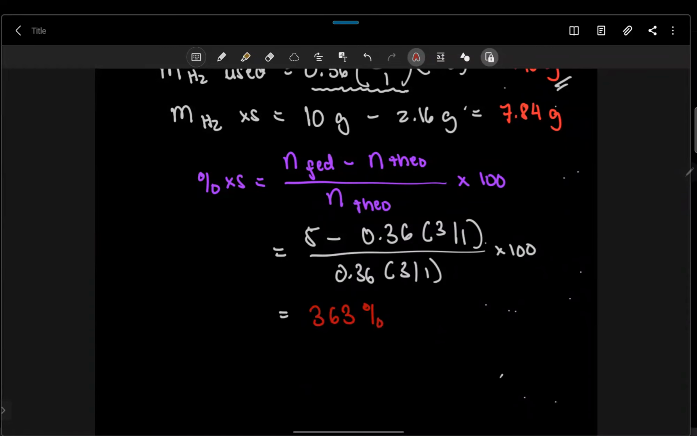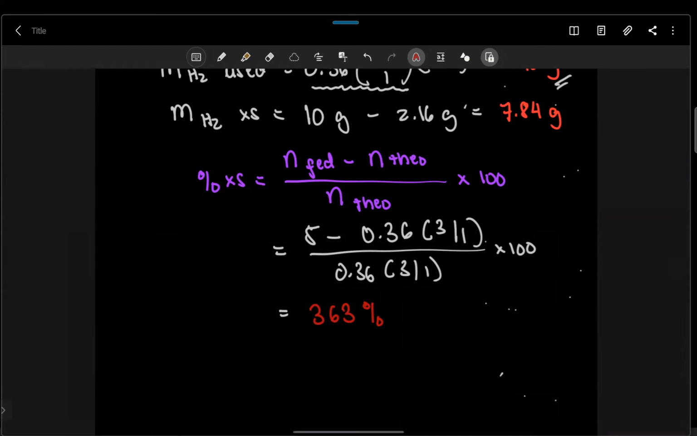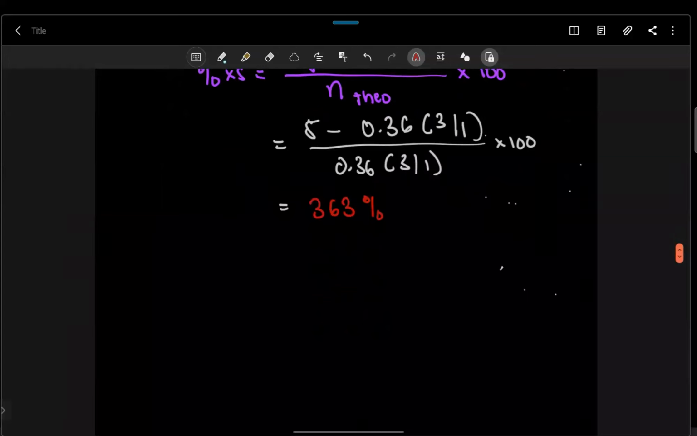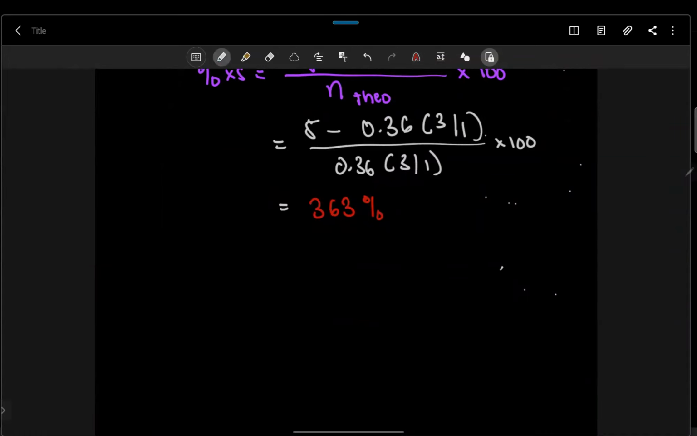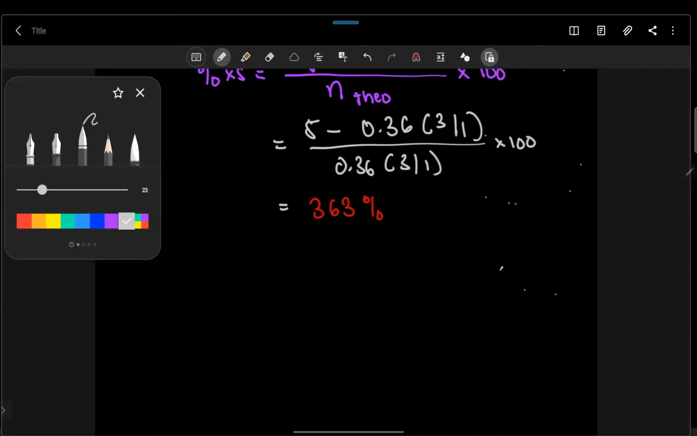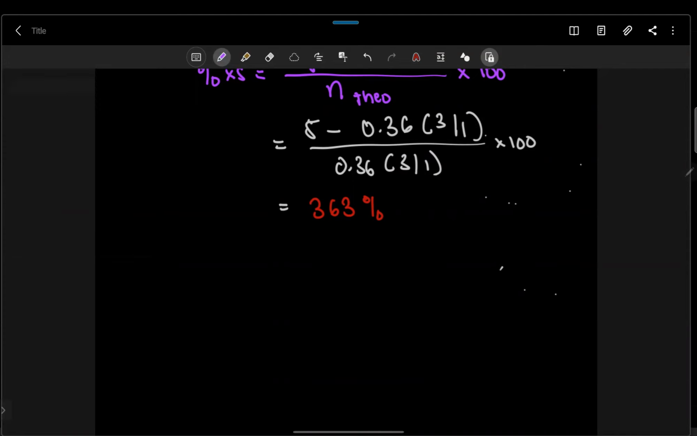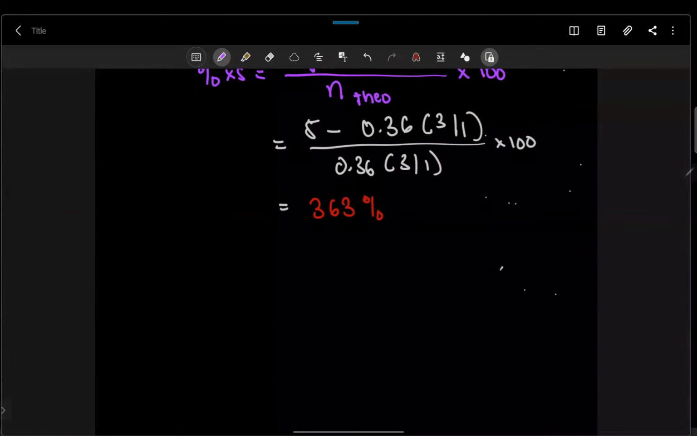And lastly, compute din natin yung tinatawag nating extent of reaction. So kung naalala ninyo, ang extent of reaction ay, let me write the formula. Okay, extent of reaction.